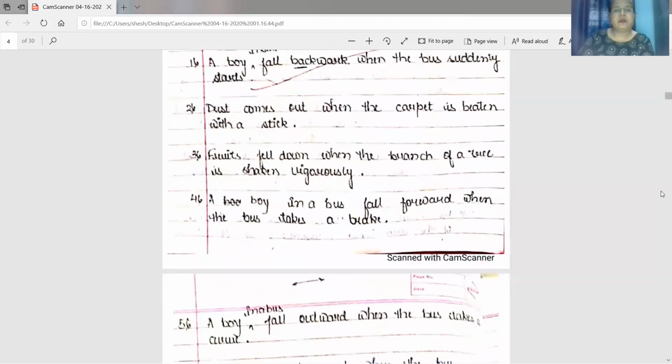Second one, dust comes out when the carpet is beaten with a stick. This is also because of inertia of rest.